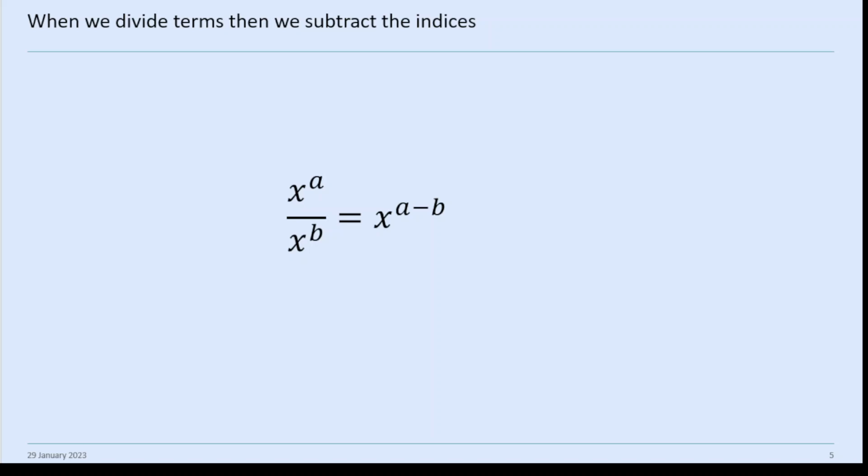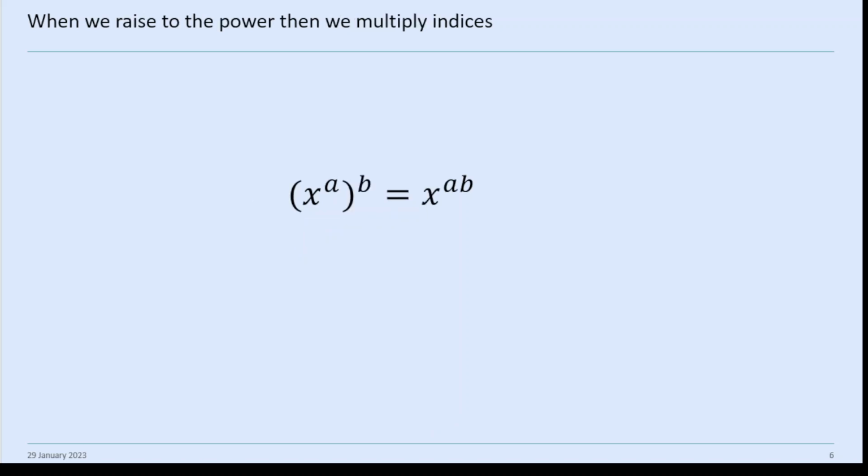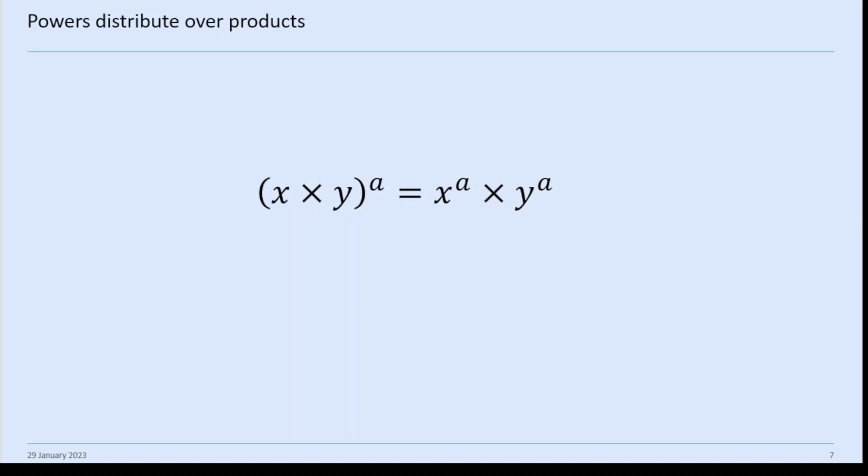When we divide terms, we subtract the indices. So x to the a divided by x to the b equals x to the a minus b. When we raise to the power, we multiply indices. So x to the a to the power b equals x to the power ab. And then powers distribute over products. So (x times y) to the power a equals x to the a times y to the a.